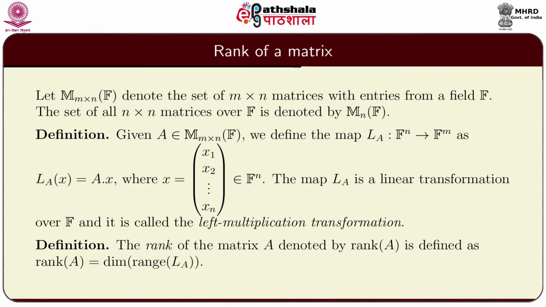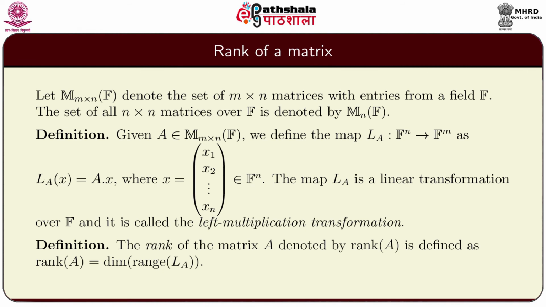Let M_{m×n}(F) denote the set of all m cross n matrices with entries from a field F. We have seen this before. This itself is a vector space over a field. This is nothing but the collection of all m cross n matrices, and if m is equal to n, then it is the collection of all square matrices with entries from the field F, and that is denoted by M_n(F).